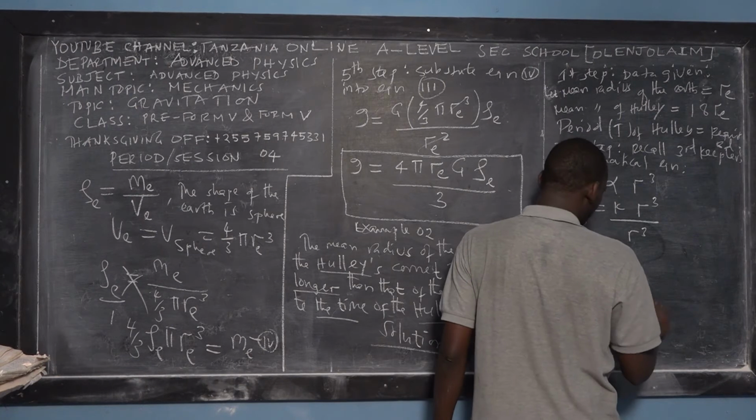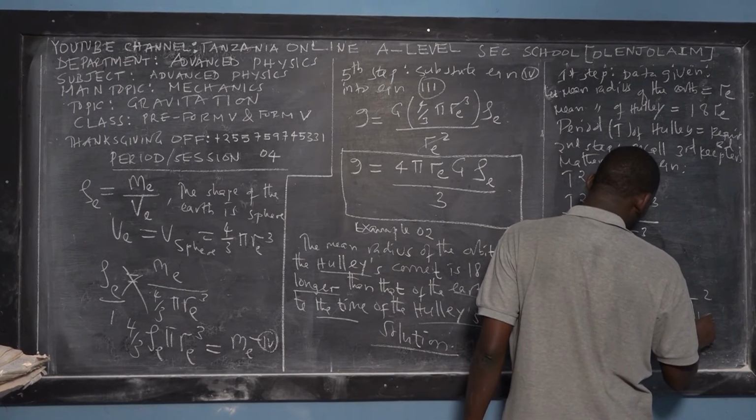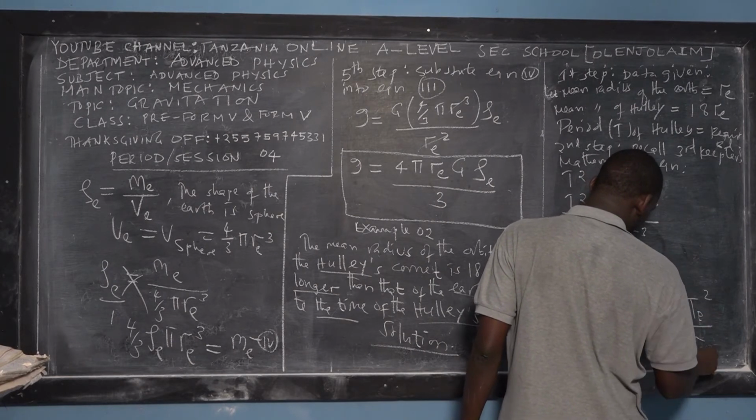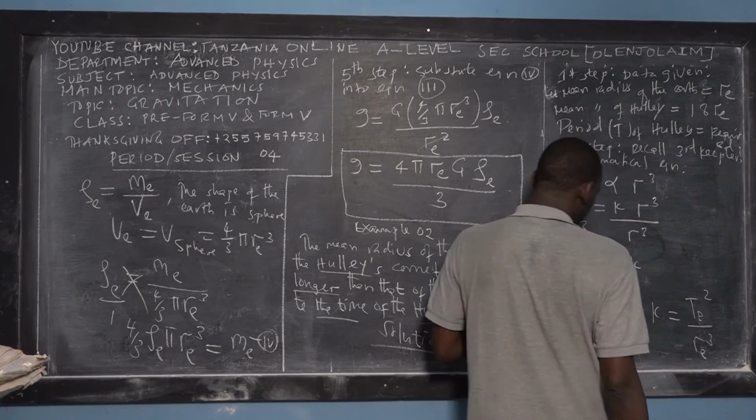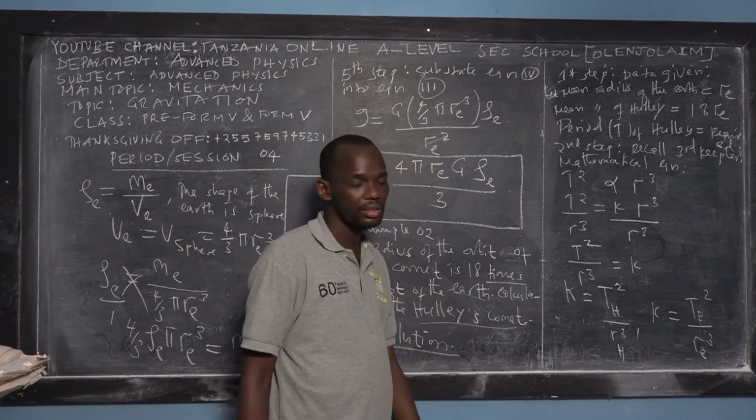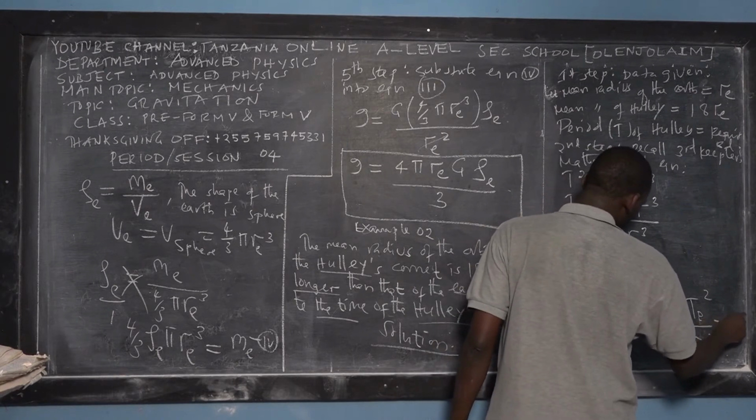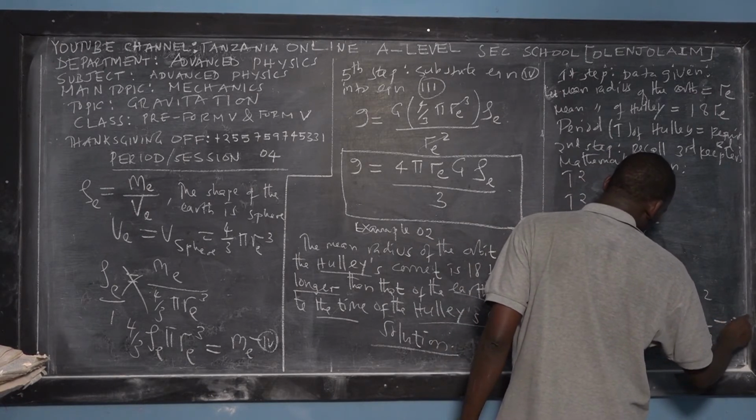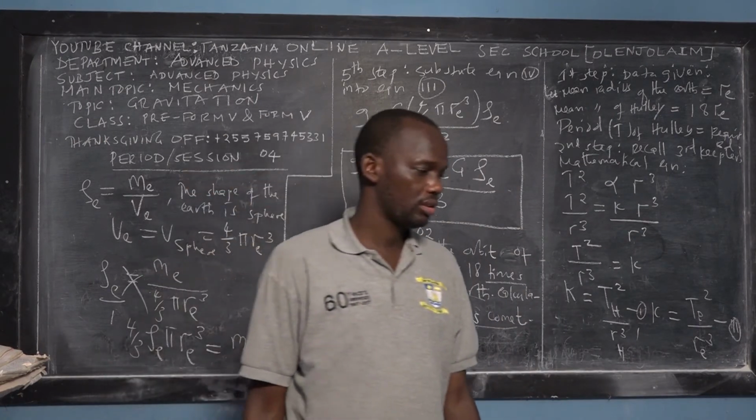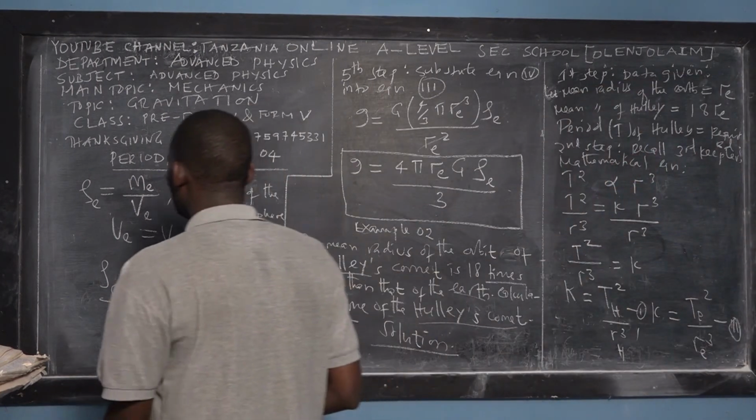And also you can calculate the value of K by taking the period of the Earth squared over the radius of the Earth cubed. Okay? So if this is the case, we say that this is equation 1 and this is equation 2. What do you see there? You see that the two expressions are equal.